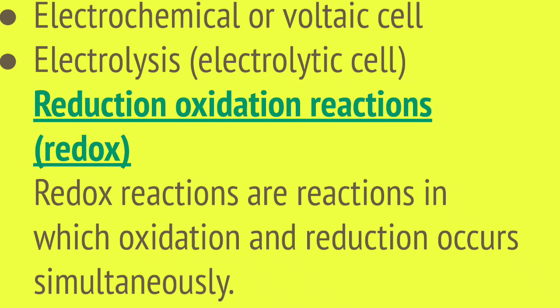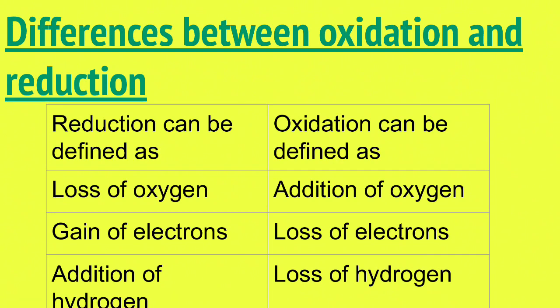These reactions I've just told you, they are called redox reactions, and they happen when both reduction and oxidation happen simultaneously. Now, before we go to details about redox reactions, we first need to know the definition for reduction and also oxidation. Differences between oxidation and reduction. Now, several definitions can be gotten out of reduction.